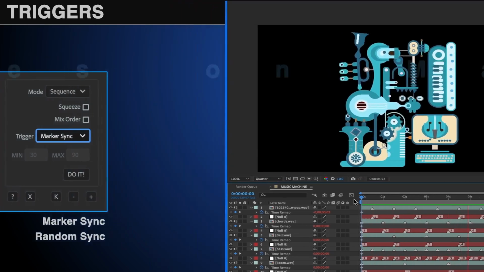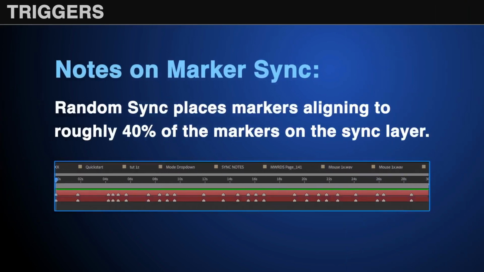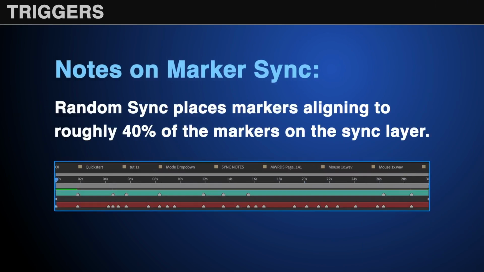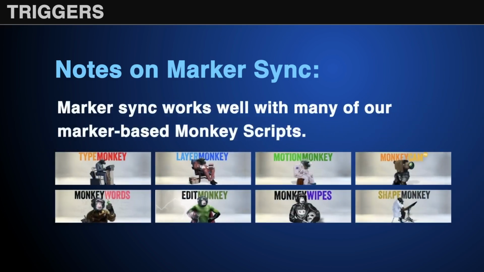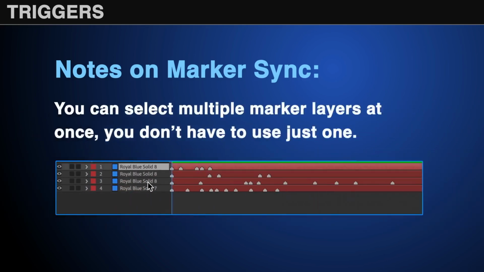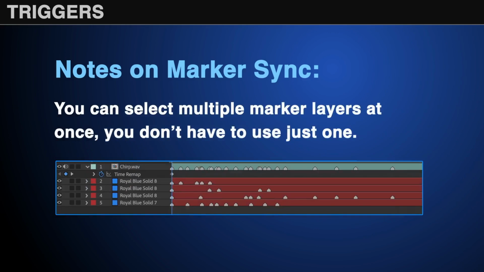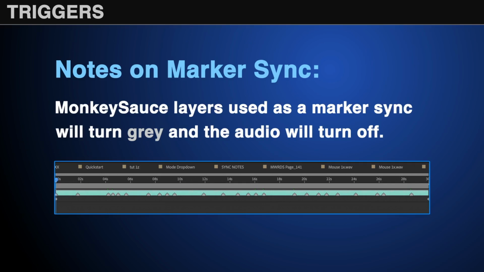A few notes about marker sync to keep in mind. 1. Random sync places markers aligning to roughly 40% of the markers on the sync layer. 2. Marker sync works well with many of our marker-based Monkey scripts. So now you can automatically trigger sound effects to type or edit Monkey. 3. You can select multiple marker layers at once. You don't have to use just one. 4. If you're using another MonkeySauce layer to sync to, the original one will turn gray and the audio will turn off. This is to avoid confusion as to what's old and what's new.